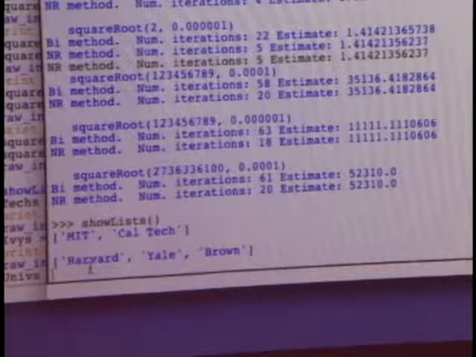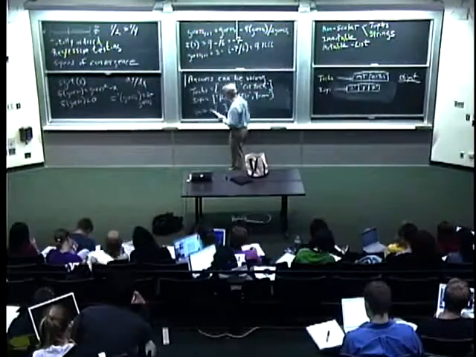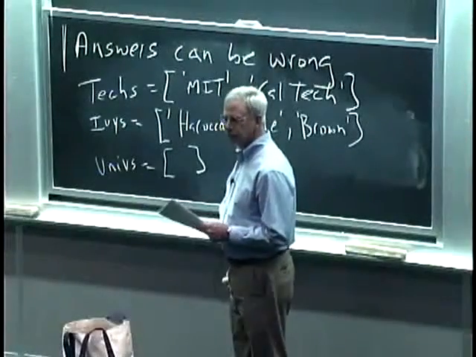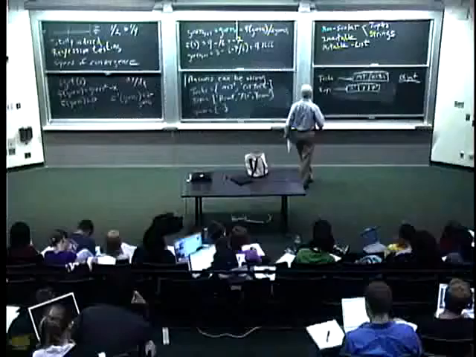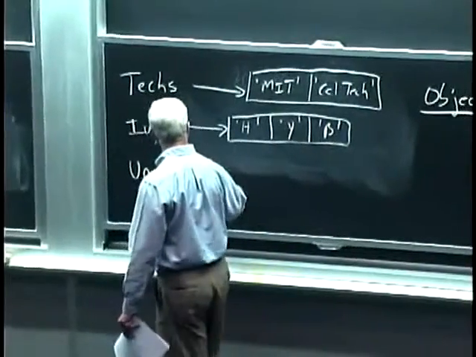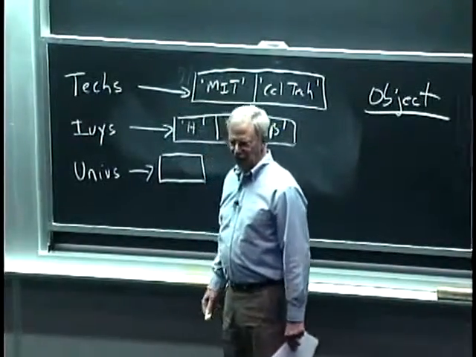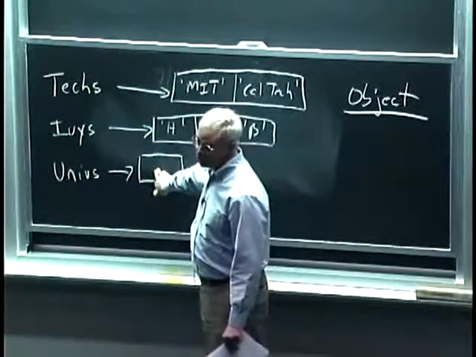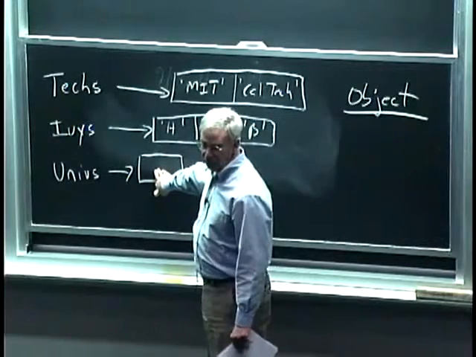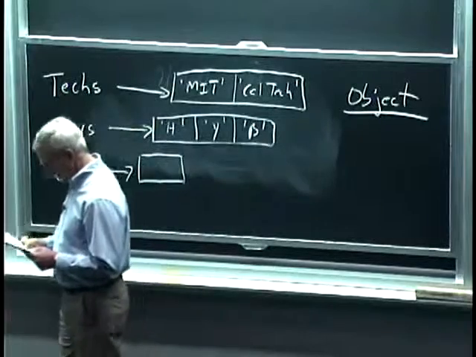Now, let's say I have unevs, for universities, equals the empty list. That would create something over here called unevs, a variable. And it will point to the list, an object that contains nothing in it. This is not the same as none. It does have a value. It just happens to be the list that has nothing in it.